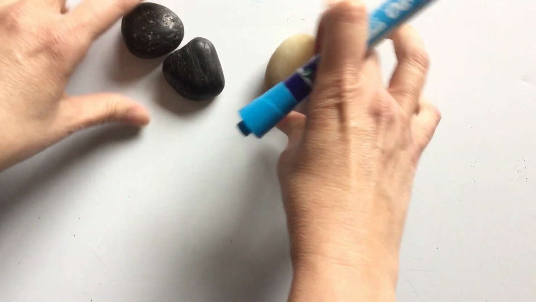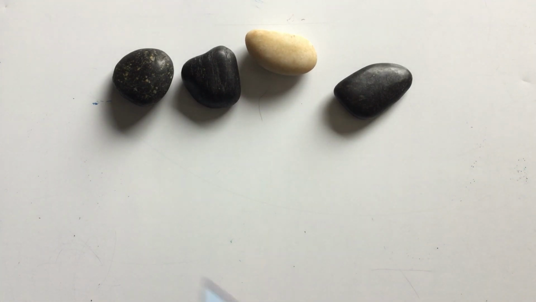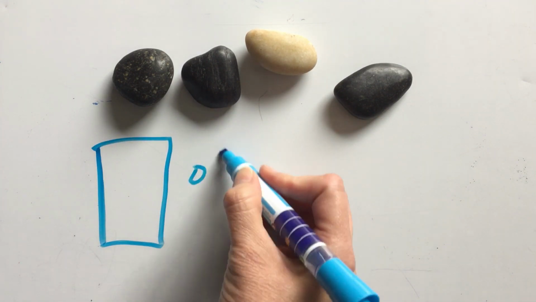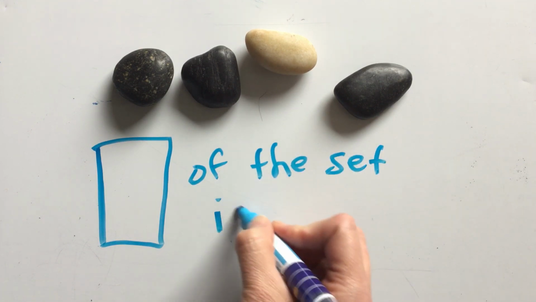Let's take a look at one more item. How about some rocks, things that you find outside? All right, I want to write a fraction statement for this collection of rocks. First, let's find out how many of the set is black.